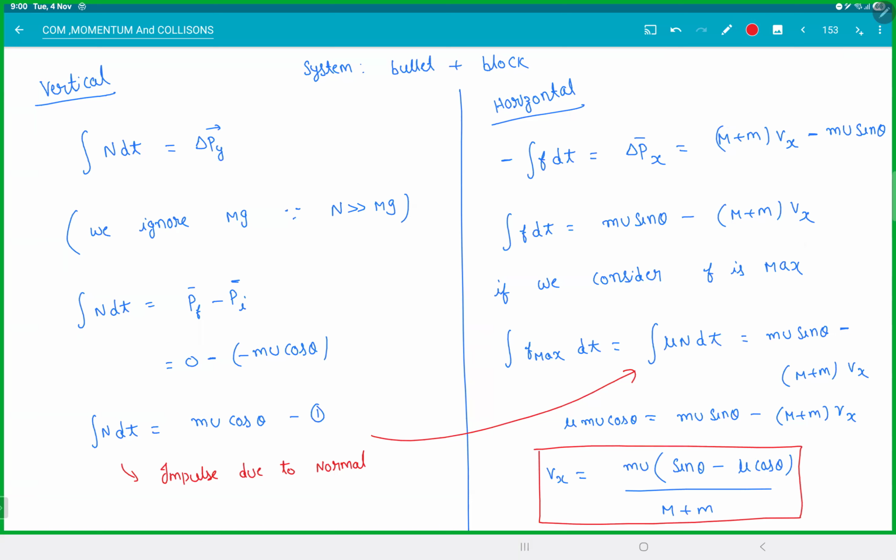So we didn't use momentum conservation, we didn't use energy conservation, we did something else. This is actually Newton's second law. Force into time is change in momentum. See again what we did. We took the vertical direction. The only vertical force acting is N. We ignored mg. So N dt will give you the change in momentum in the vertical direction. Horizontally, there's only one force, friction. Friction into dt will give you the change in horizontal momentum. If you take f as maximum, we get f max is mu N dt. So N dt will go off, and then you'll end up with vx.